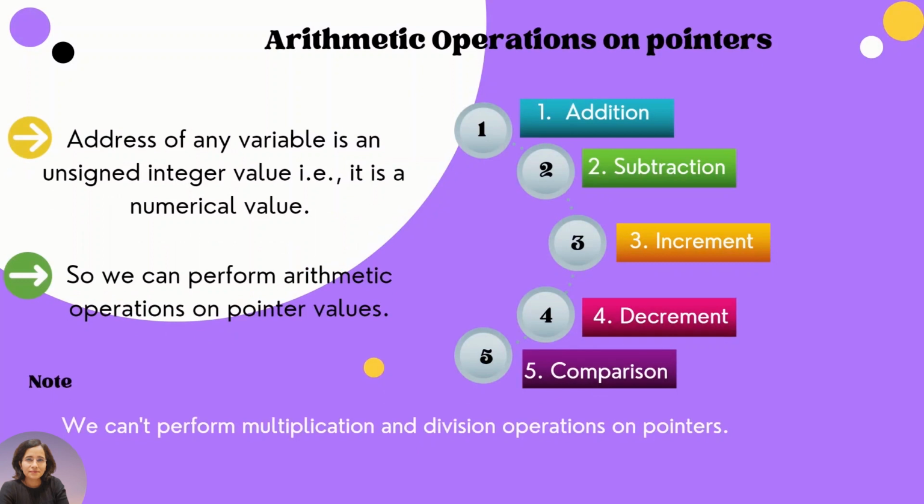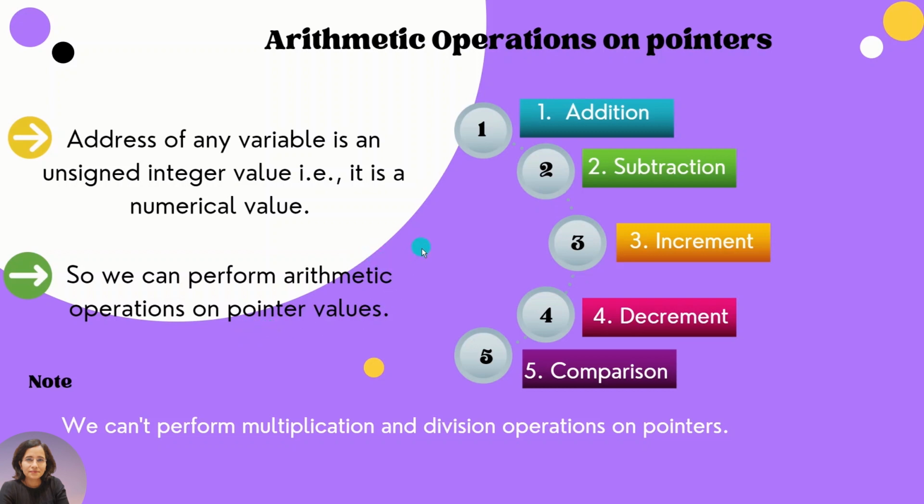In this video, I will be explaining some arithmetic operations on the pointers. As you know, the pointers hold the address and the address is an unsigned integer value. It means it is a positive integer value. That is, it is a numeric value, so we can perform arithmetic operations on the pointers.